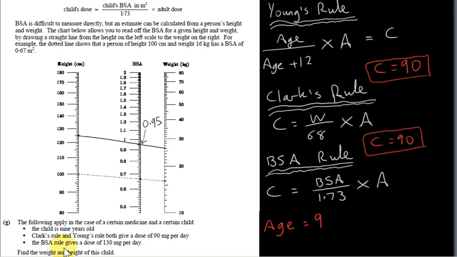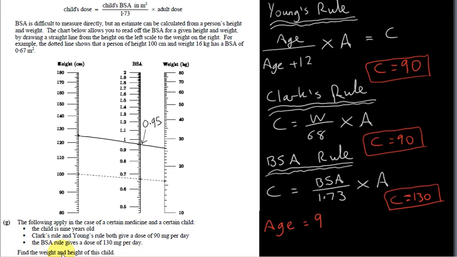Then the BSA rule gives a dose of 130 milligrams. The BSA rule is written down up here. Child's dose is abbreviated to capital C, as it was for Young's rule and Clark's rule. For the numerator, I've just written BSA. The adult dose, as we saw before, was denoted by capital A. So I'm using the same notation here for the BSA rule as we used for the previous two rules.